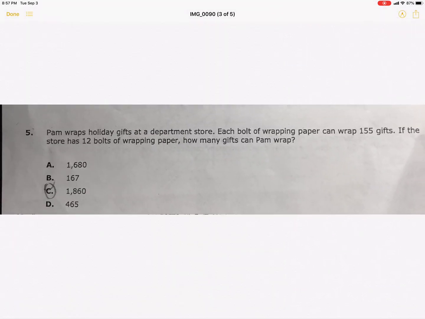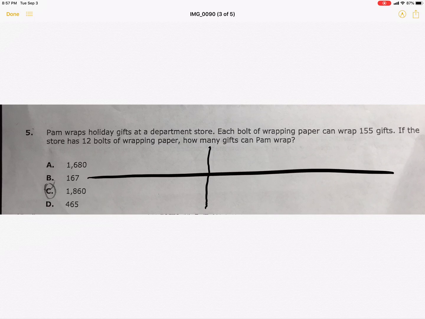Number 5. Pam wraps holiday gifts at a department store. Each bolt of wrapping paper can wrap 155 gifts. If the store has 12 bolts of wrapping paper, how many gifts can Pam wrap? Alright, we got a little bit going on here. So, just for the sake of organizing our thoughts, we do the window pane again.